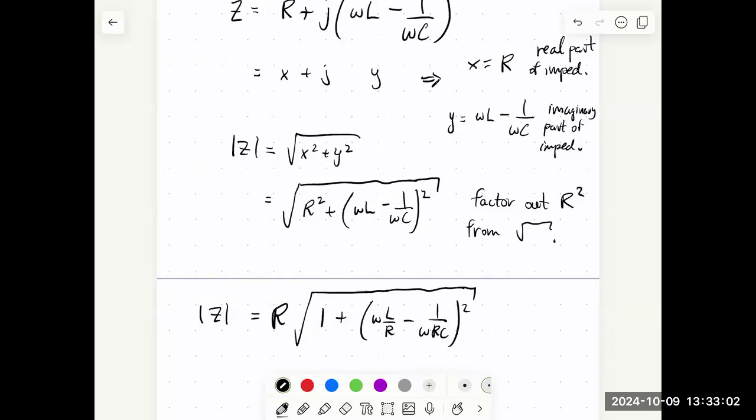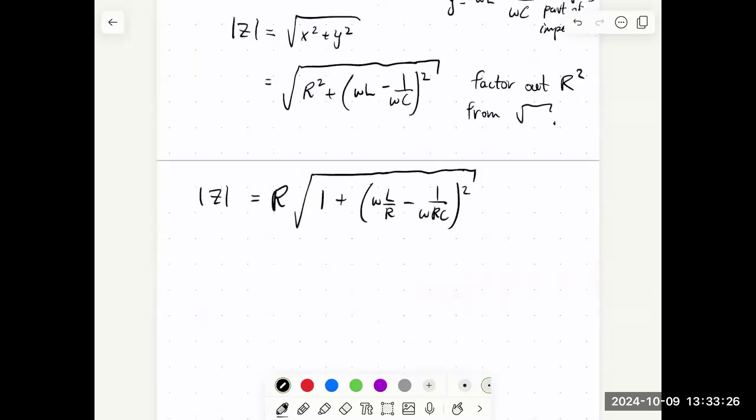Sorry, just slightly lost. Where did that J go? Oh, yeah, we are just finding now the magnitude of Z, which is just x squared plus y squared. So the magnitude is always a real quantity, it doesn't have J. We still have to deal with the J, and we're going to do that right now.